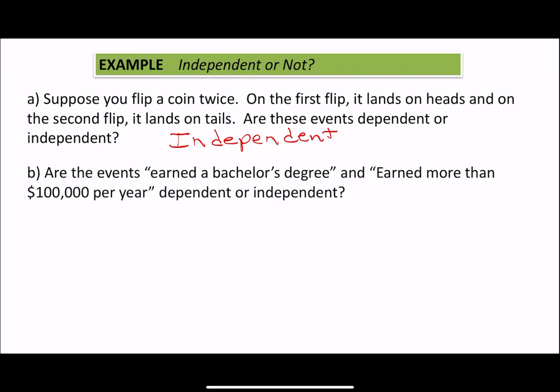Next, are the events earned a bachelor's degree and earned more than $100,000 per year dependent or independent? They are definitely dependent. You can't say that a person can't earn $100,000 per year without a bachelor's degree. You can't say that it's impossible. However, if a person has a bachelor's degree and earns $100,000 a year, you can't say that one thing does not have an effect on the other.